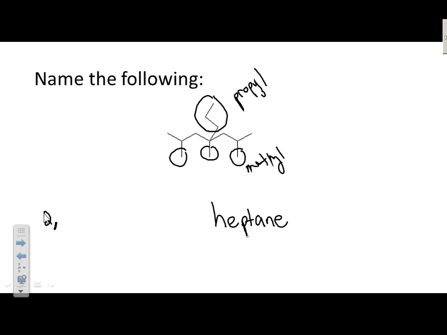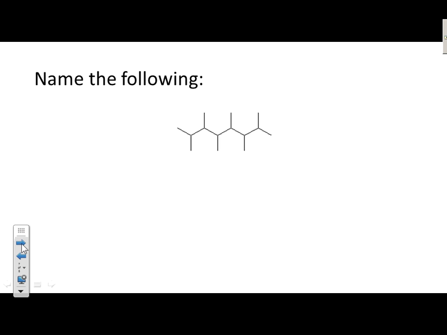So I've got 2, 4, 6, trimethyl, and then I've got 4-propyl. And I don't need a dash in there. That should actually go together for propyl heptane. All right. So again, we name it the same way. We just have to be counting our carbons and assuming that these are just all CH3s. They're all methyl groups. All right, let's do another one here.